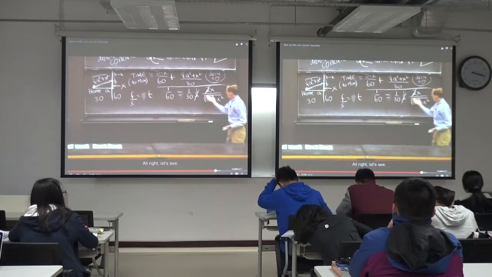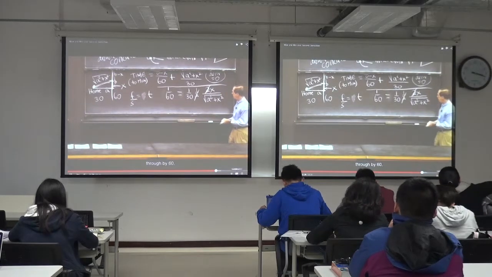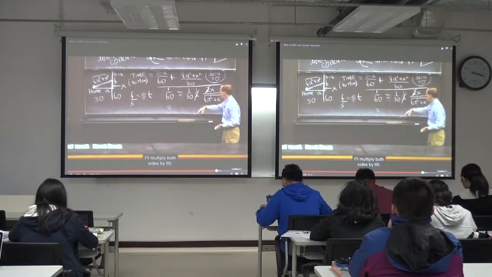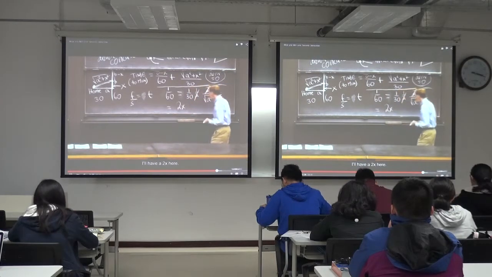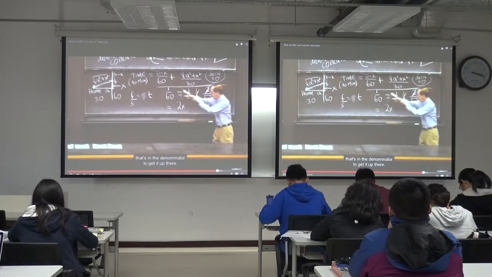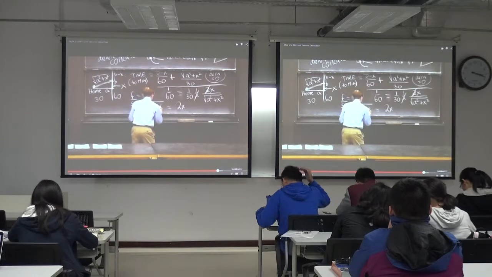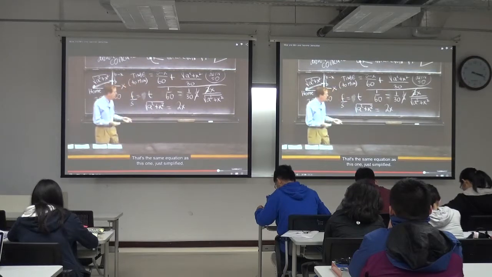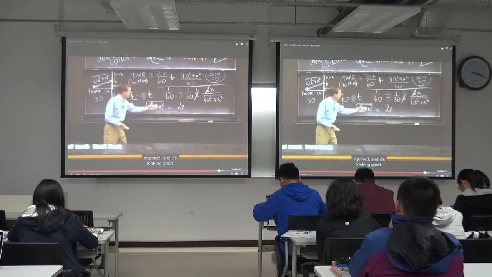All right. Let's see. If I wanted to solve that, I would probably multiply through by 60. Can I do this? I'll multiply both sides by 60. That will cancel the 30 and leave an extra 2, so I'll have a 2x here. And let me multiply also by this miserable square root that's in the denominator to get it up there. I think that's what I've got. That's the same equation as this one, just simplified. Multiply through by 60, multiply through by square root of a squared plus x squared, and it's looking good.